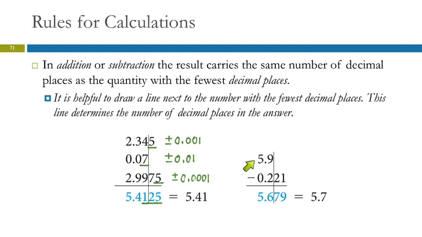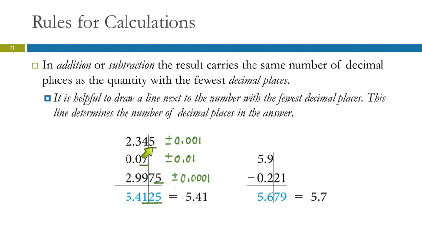So let's look at this one. 5.9 minus 0.221, calculator gives us this. We can stack them up like this and do it. We can think about plus or minuses, or we can just count decimal places. And say, well, this one has 1 decimal place. This one has 3 decimal places. My answer should have 1 decimal place. And that works over here as well.